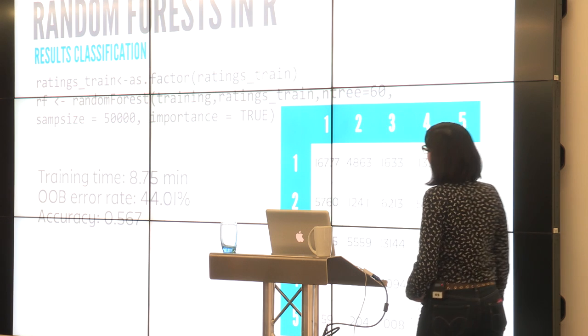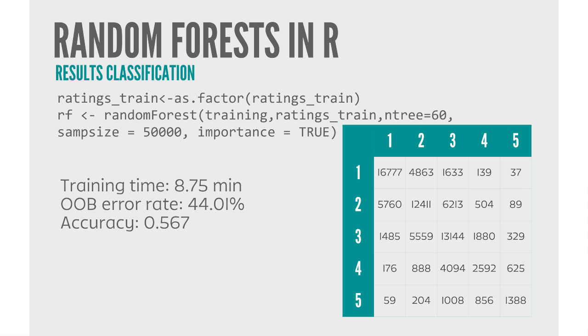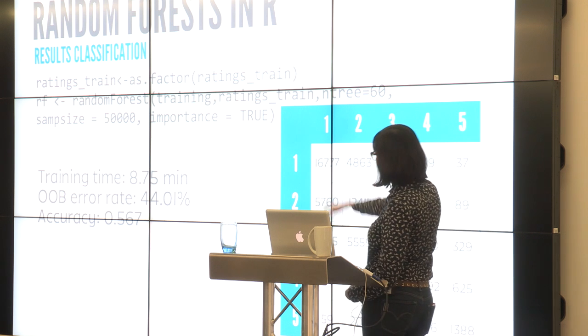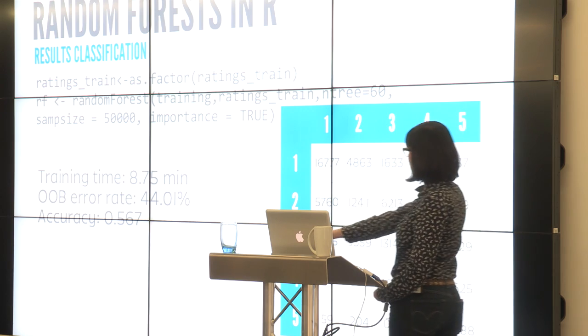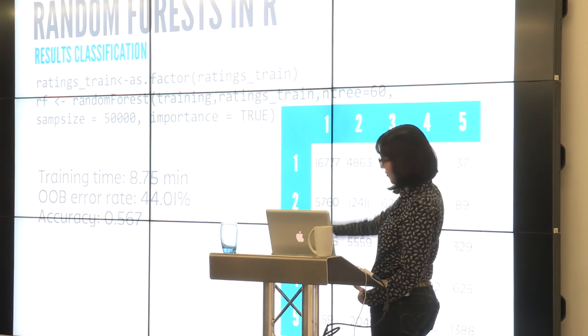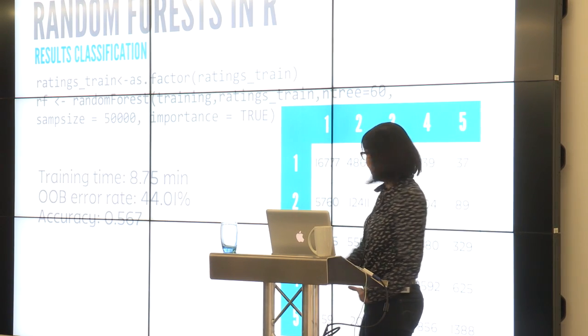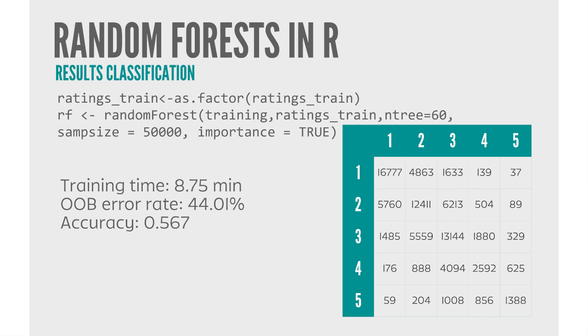And then if you do the same problem using classification, this is pretty much your confusion matrix. This is for R. It took 8 minutes of training time. The out-of-bag error rate is shown, and the accuracy is 0.567. You can see that it's more or less OK. There's some misclassification error over there.